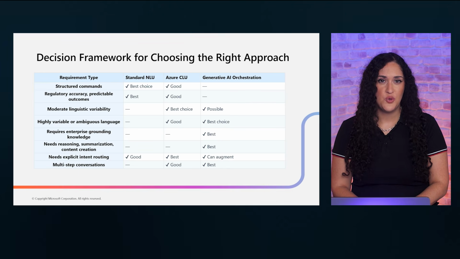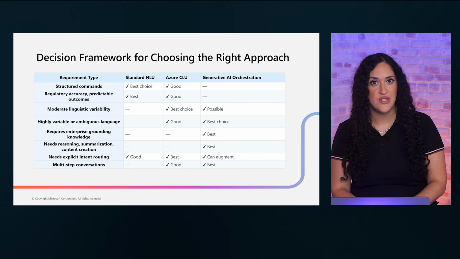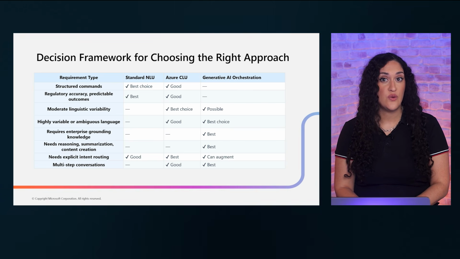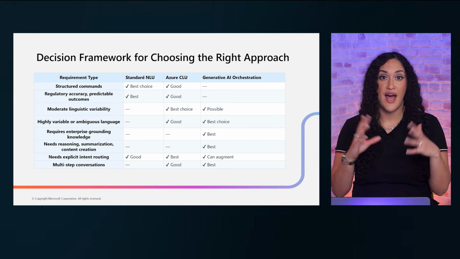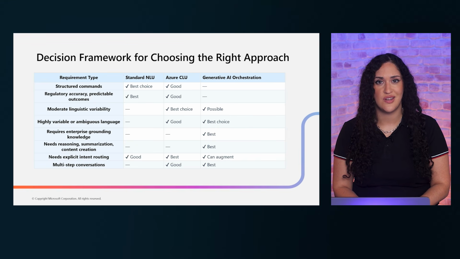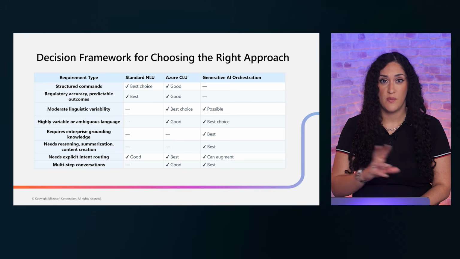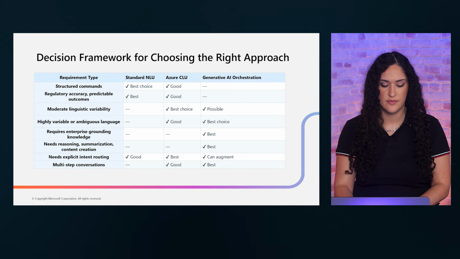This decision framework helps you match scenarios to the right technology. For structured commands and regulatory accuracy where precision is non-negotiable, standard NLU is your best choice. When you're dealing with moderate variability in how users express themselves, CLU handles that well. For highly variable language, enterprise knowledge grounding, and tasks requiring reasoning or summarization, generative AI orchestration is the clear winner. Use this table as a quick reference during your design phase. And remember, you can combine approaches within a single solution, using NLU for structured paths and generative orchestration for open-ended ones.